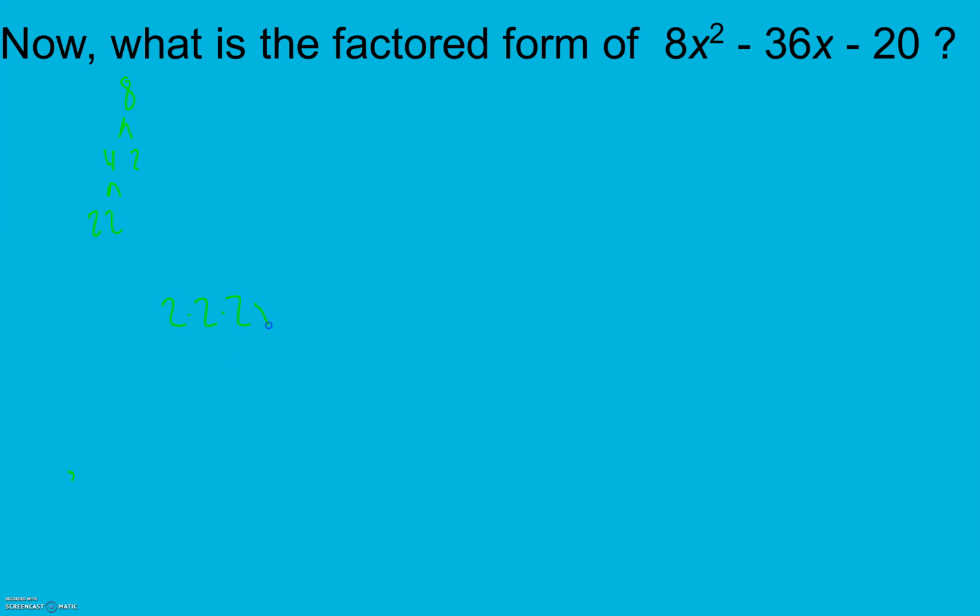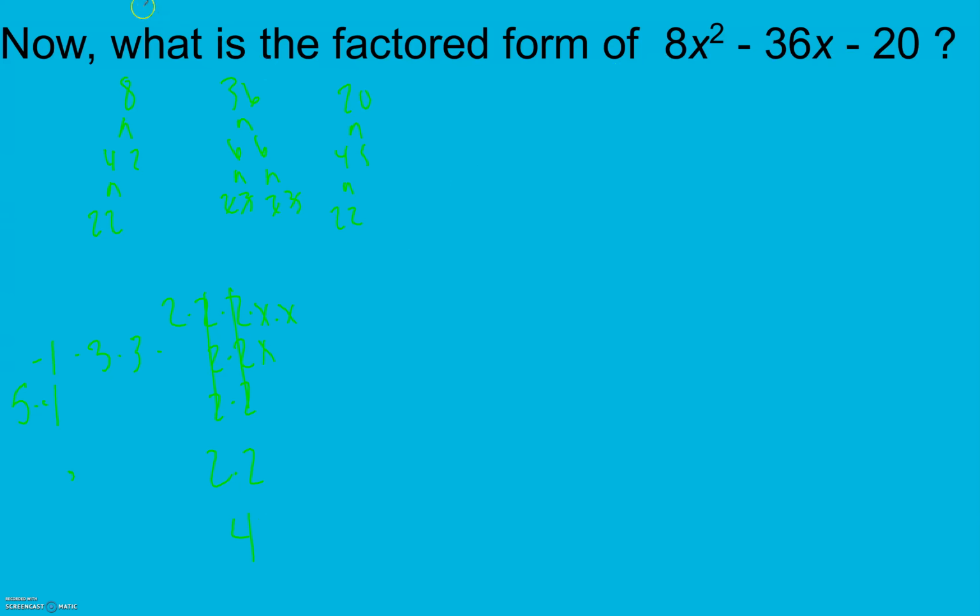8 is 2 times 2 times 2, x squared. 36 is 2 times 2 times 3 times 3. We also have a negative in front, so a negative 1 and an x. 20 is 4 times 5, which is 2 times 2. We don't have a 5, but I do have room for a negative 1. Common factors here are 2 and 2, and we multiply those together to get 4. So we can take a 4 out of each of these pieces.